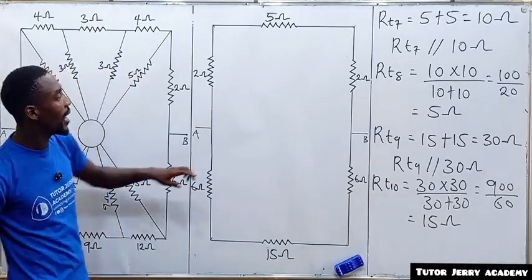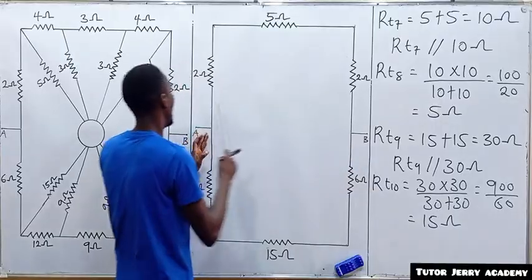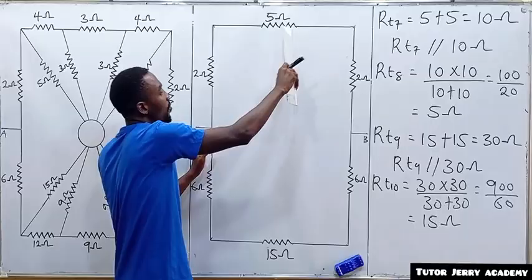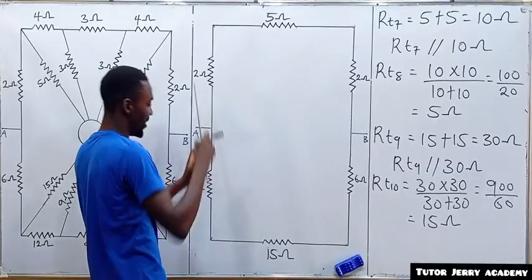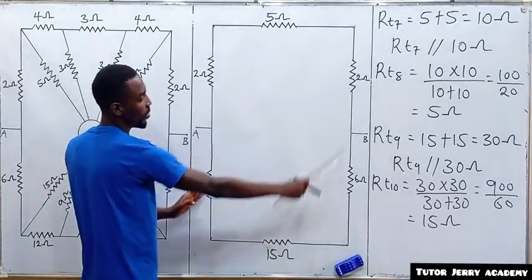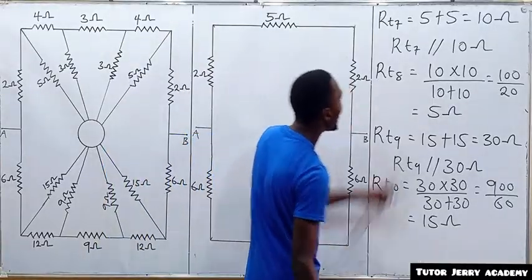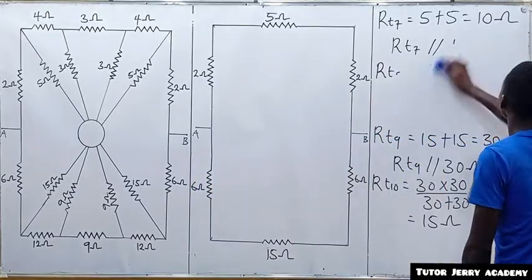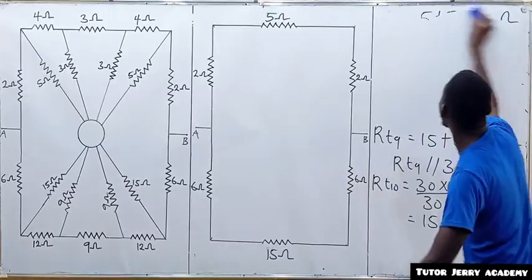Now if you look at this from this terminal A B, now from this point, these 2 ohms is in series with this 5 ohms, and the 5 ohms is also in series with what? 2 ohms. It means everything here they are in series. Everything here they are also in series. Is that clear? All right, so it means I will be cleaning this part again. So we stop at RT10.